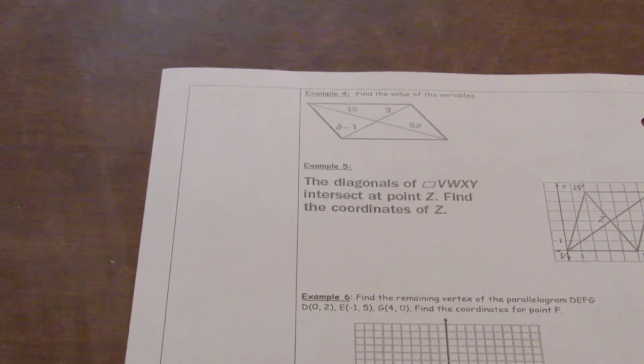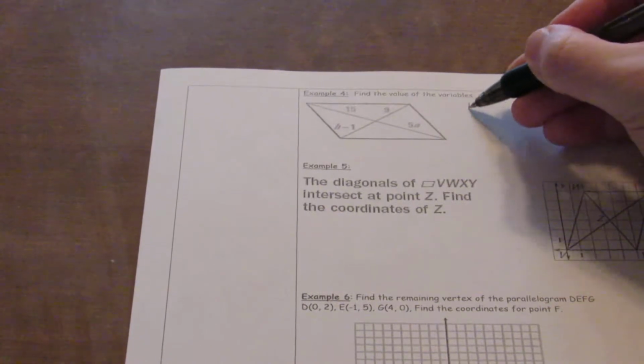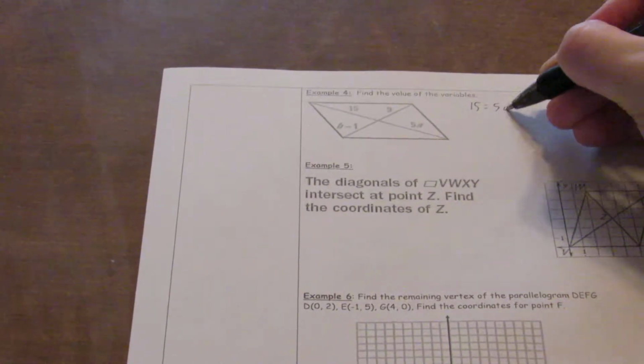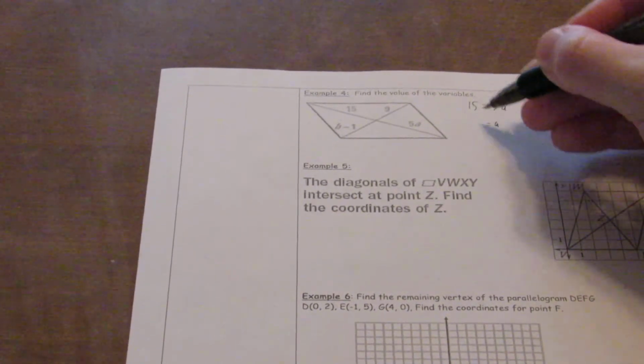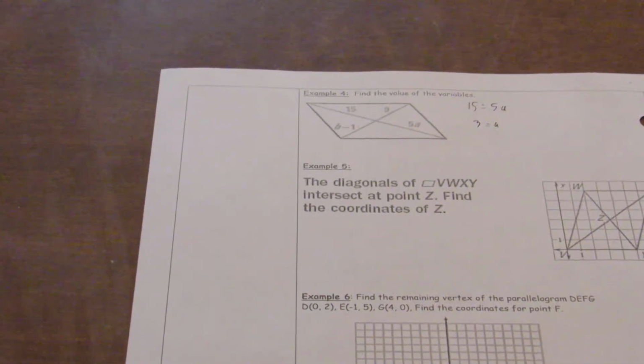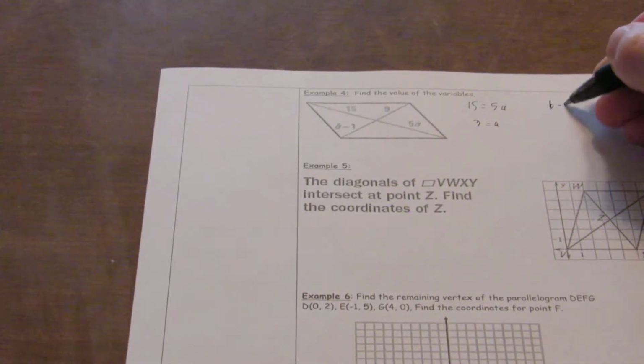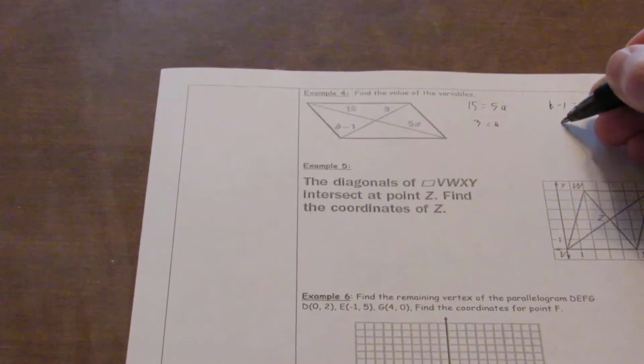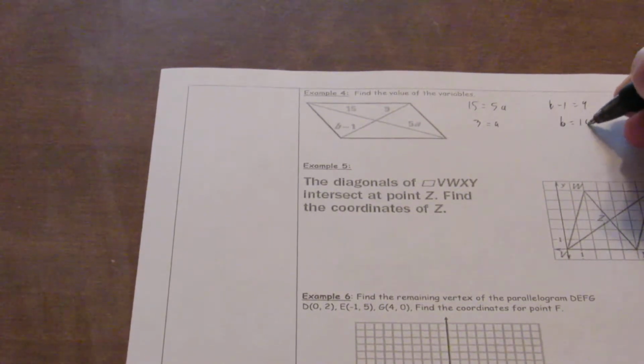So 15 and 5A are on the same line. That line is bisected. So 15 equals 5A. So A equals 3. And B minus 1 equals 9. So B equals 10.